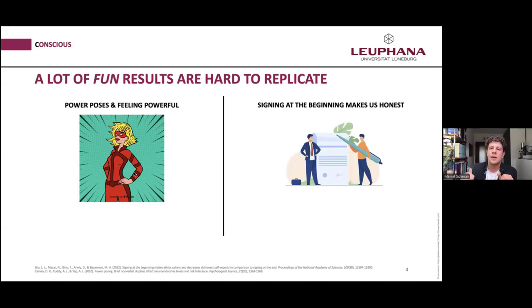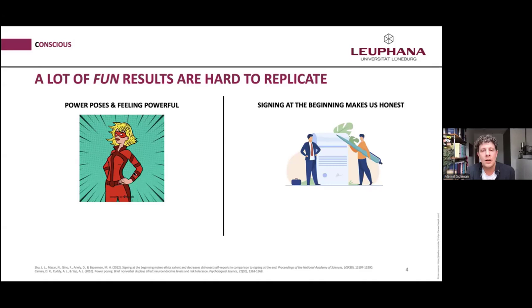So after you have filled in everything, you sign that you answered everything truthfully. Signing at the top makes you more truthful, makes you more honest. However, again, over time, we learned that that study also couldn't be replicated. And even the authors retracted that paper. So a lot of the fun results that we had in the past and that we built previous research on are very hard to replicate.